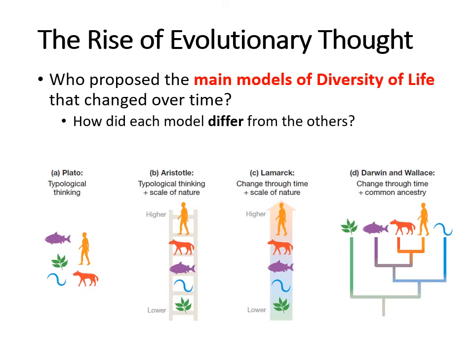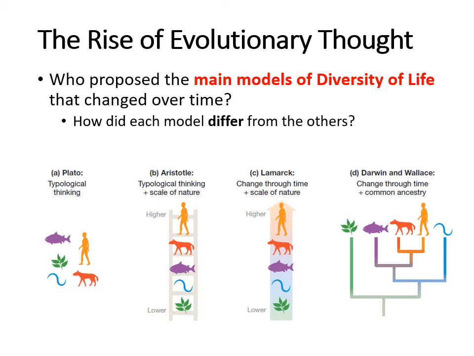Now, the first thing I want to talk about today is the rise of evolutionary thought. And I want to introduce you to this figure here that helps show you the way that evolutionary thought itself basically evolved throughout time. Okay, and I want you to know the four main models that we have here that helped explain the diversity of life, and that ultimately changed over time toward the end here, which still is the most widely accepted understanding of how evolution actually works.